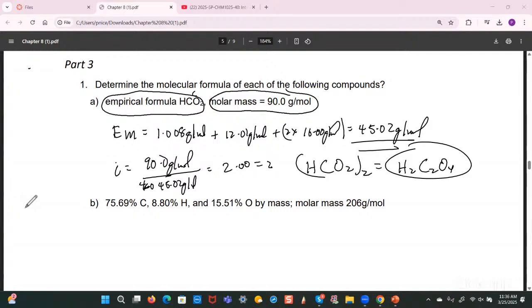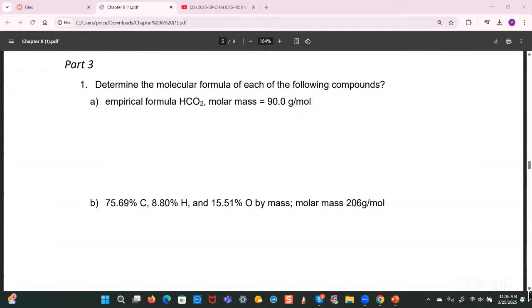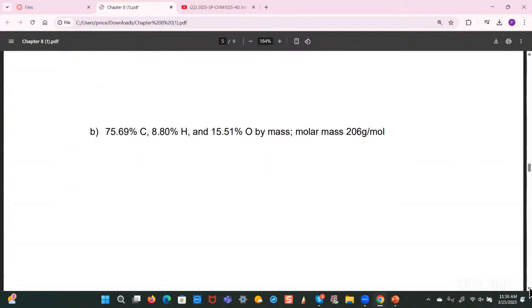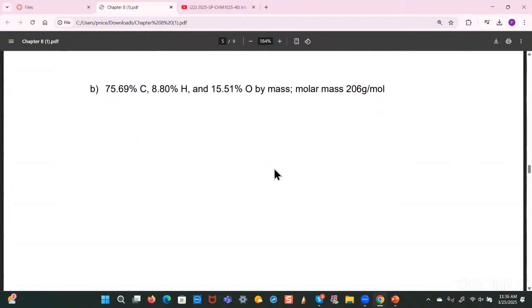And let me scroll down to the B part. Now the B part is where you were asking about the table. That's where the B part comes in, right? So in the case of the B part, they gave you the percentages of each element present in this compound by mass. They also gave you the molar mass, right? And the question is asking you to, again, determine the molecular formula. So in this particular case, what you have to do is determine the empirical formula first, based on the data provided.